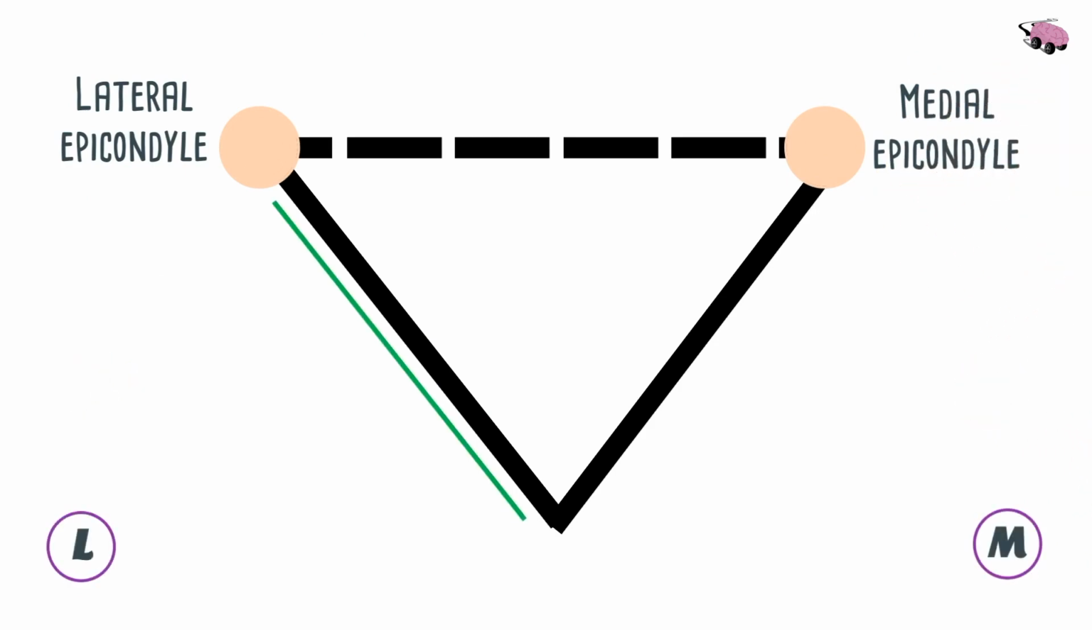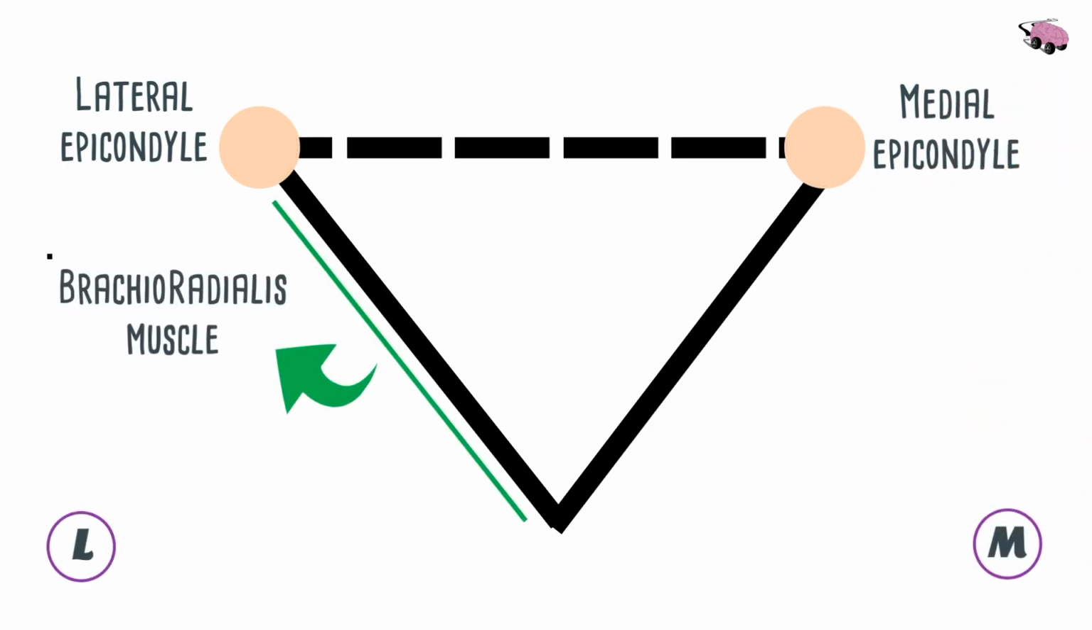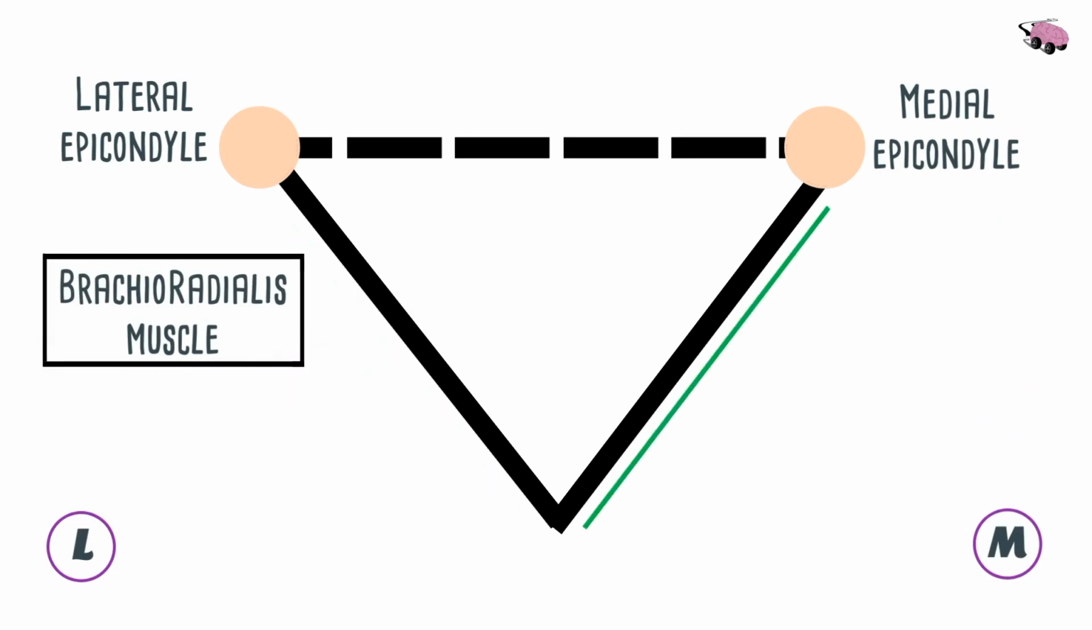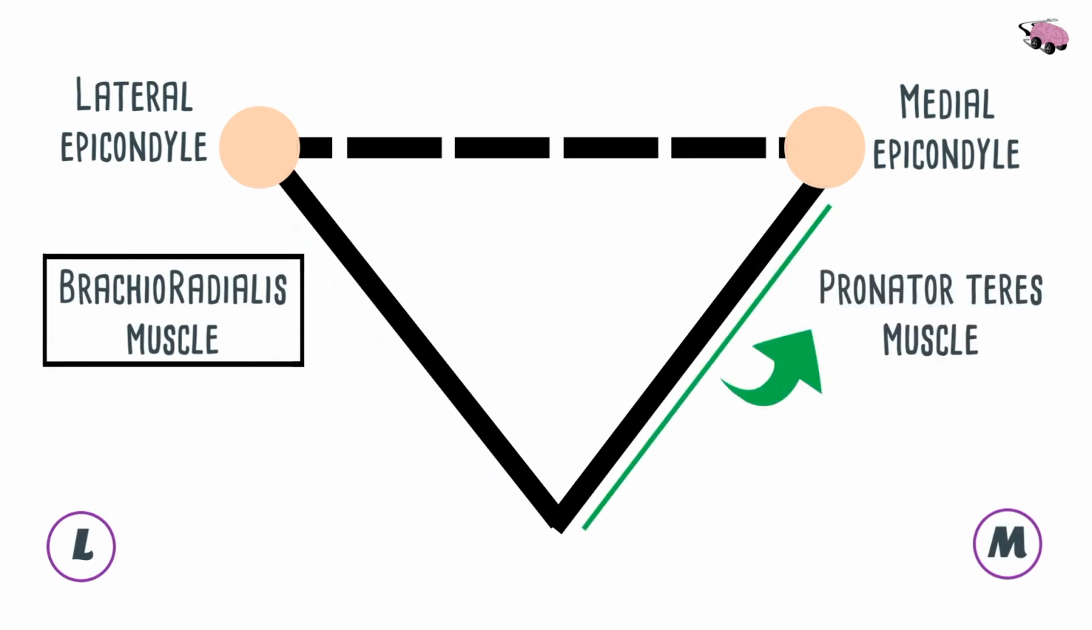Our lateral border is made from a muscle called the Brachioradialis muscle. The muscle forming our medial border is called the Pronator teres muscle.